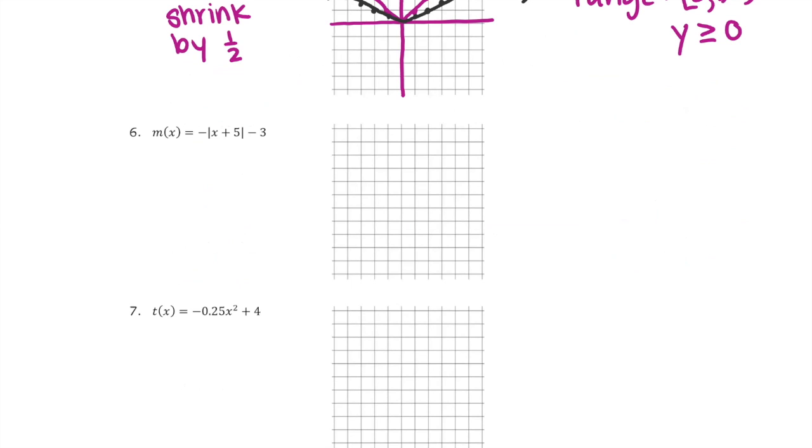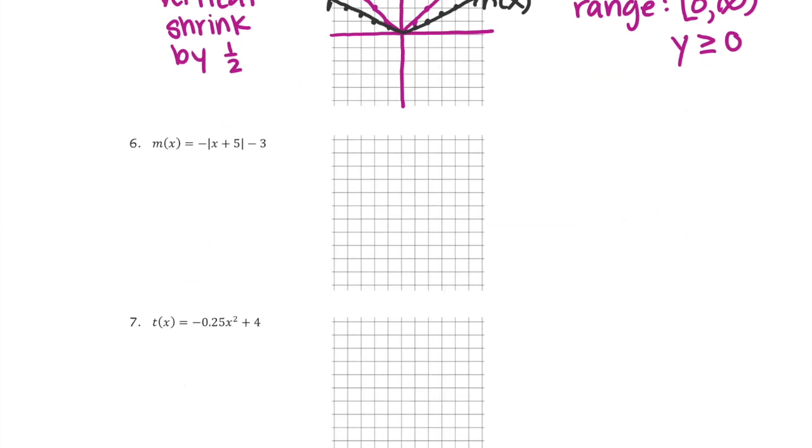In this case, the parent function is the absolute value function again. So let's draw the absolute value of x. That would be right here, hitting 1, 1, 2, 2, 3, 3, negative 1, 1, negative 2, 2, negative 3, 3. There's our parent function. And now we need to deal with our transformations.